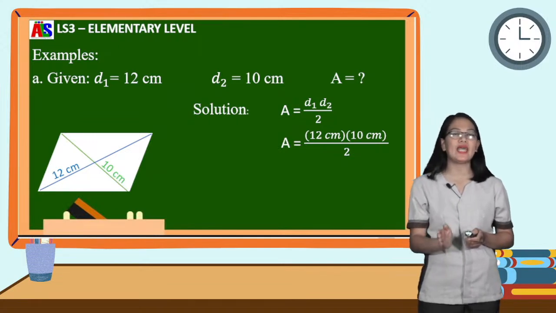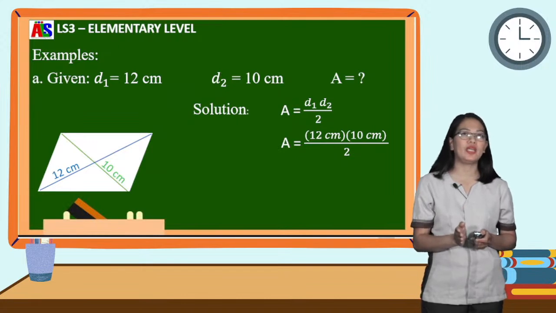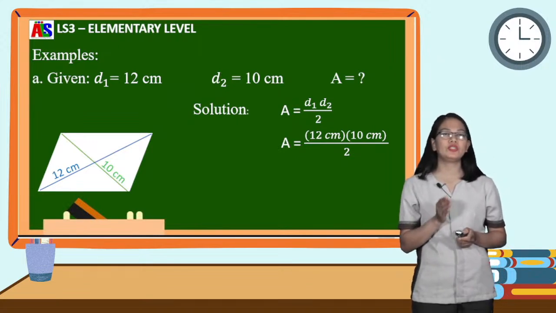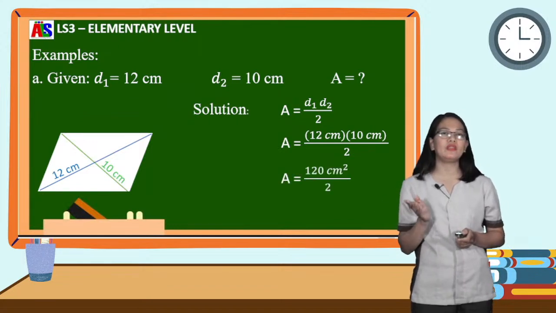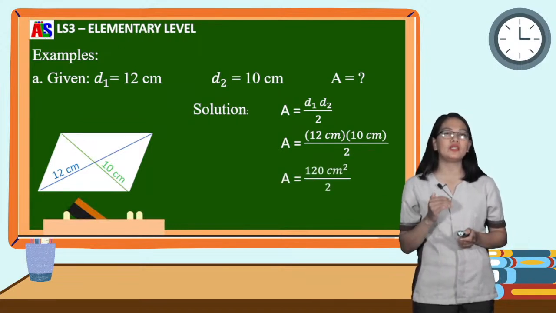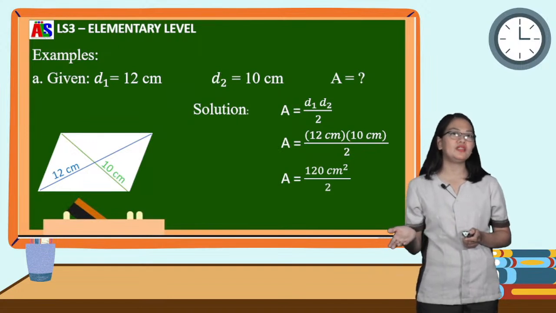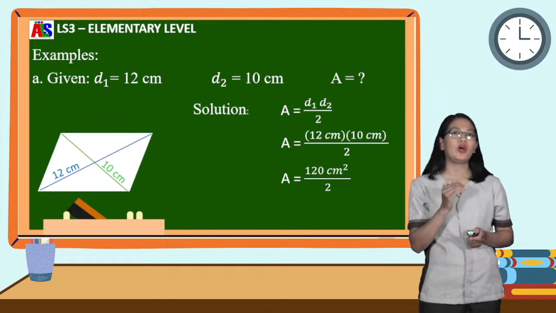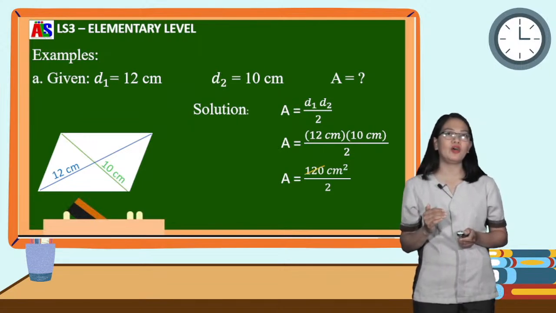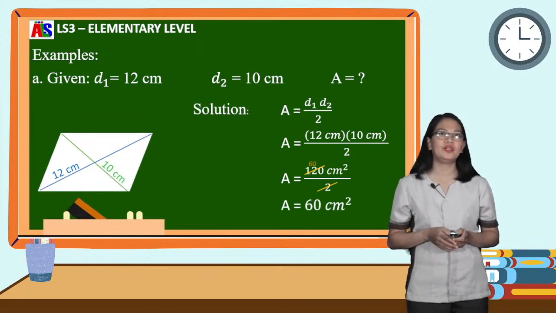Solve it step by step. Okay? 12 centimeters times 10 centimeters is equivalent to 120 square centimeters over the denominator 2. Are we done? Not yet. We still need to simplify 120 square centimeters over 2. And the area now is 60 square centimeters.